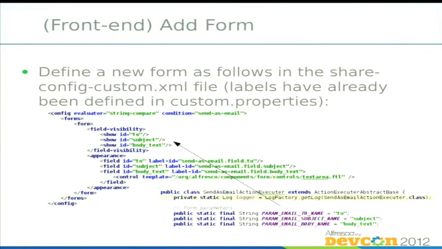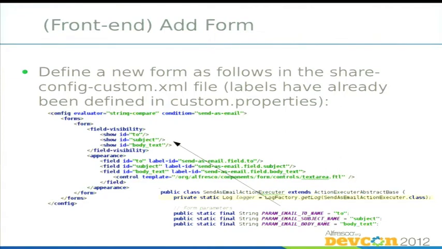And if we also, at the same time, add a form, this is how you do that in Share Config Custom. Again, send as email, the Spring ID for our repo action. And we say that, okay, this form, we should have these fields visible, and they come from the repo action here. And how should they appear?